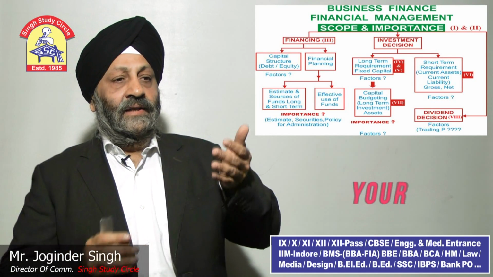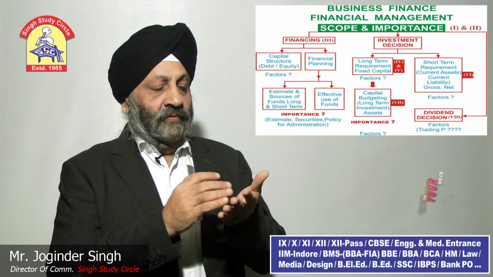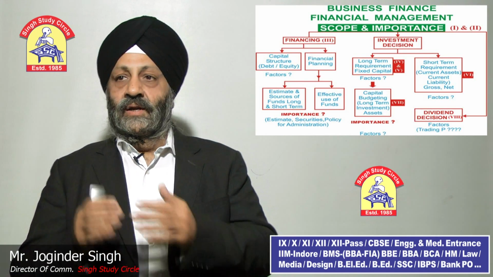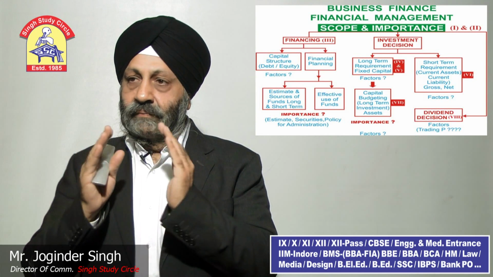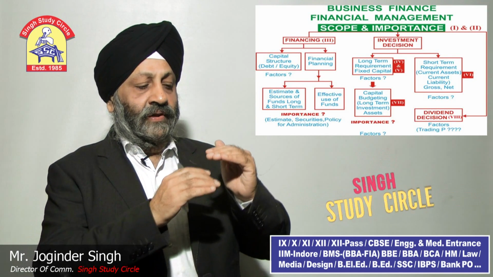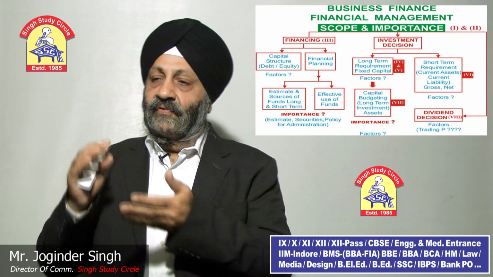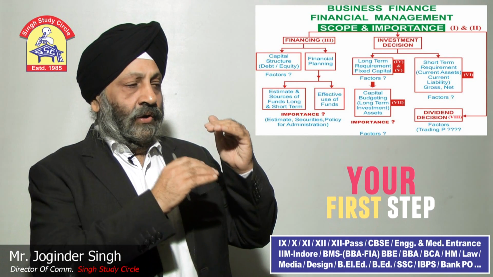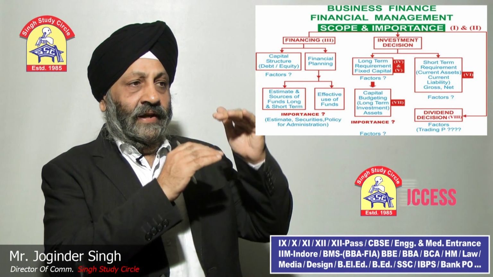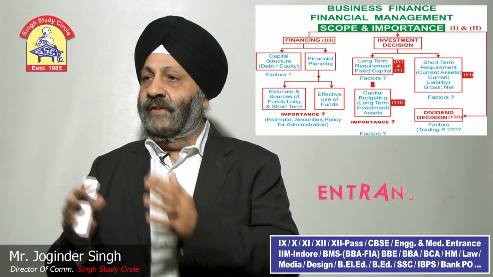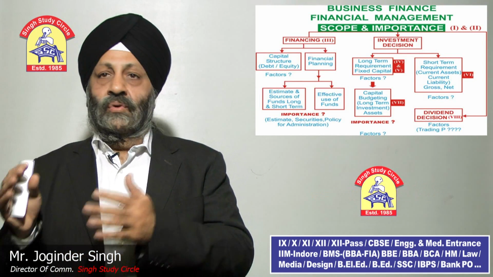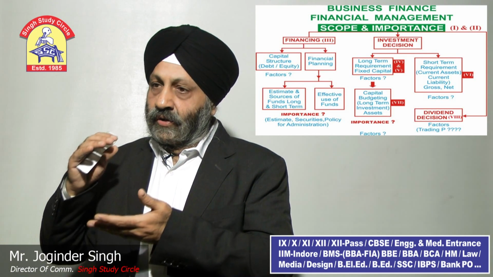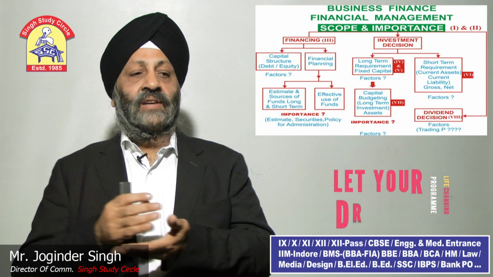Then long term is again divided into two parts. One is factors affecting long term funds and the other is factors affecting capital budgeting. Now it is a problem that people are not able to understand the difference between factors affecting fixed capital and factors affecting capital budgeting. The difference is that when we talk about long term requirement, fixed capital, it covers every fixed asset. But when we talk about capital budgeting, we talk only about productive assets, the assets which are long term revenue generating assets.